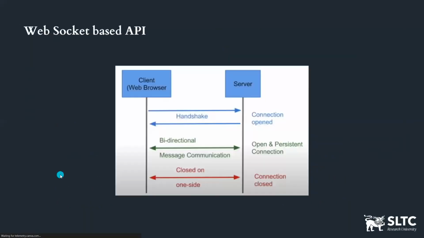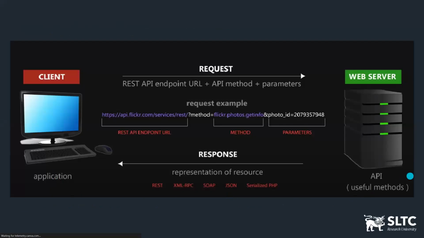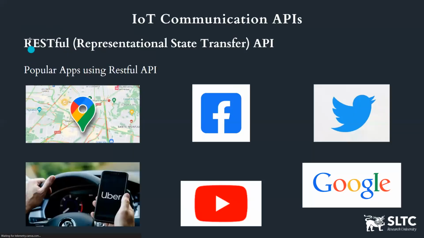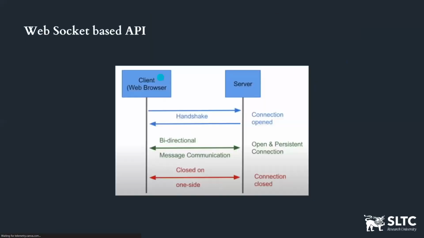So that is regarding the API and how we send the request and response message and the standard format of the request and response messages. So we discussed the RESTful API. So this is the first API we discussed under the APIs that are used for IoT. The second API that we have is the WebSocket based API.